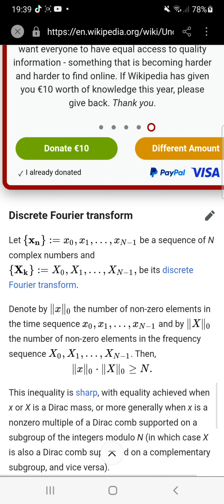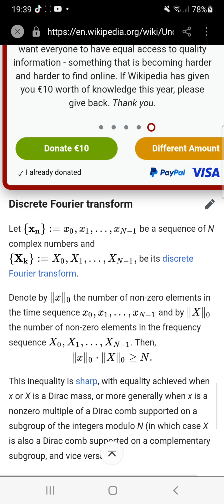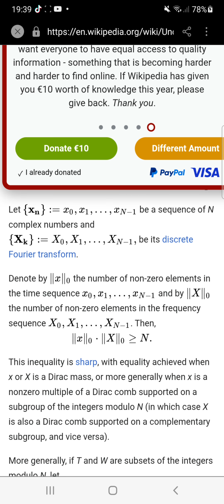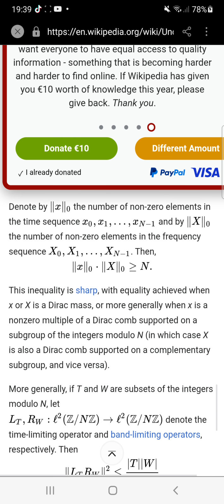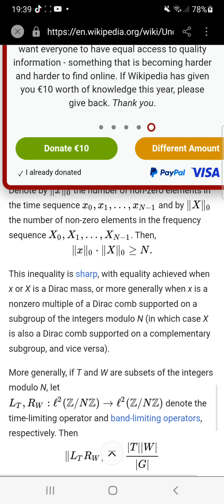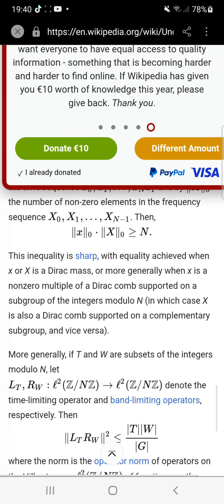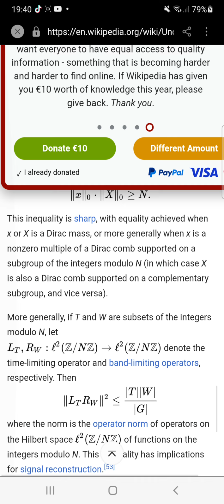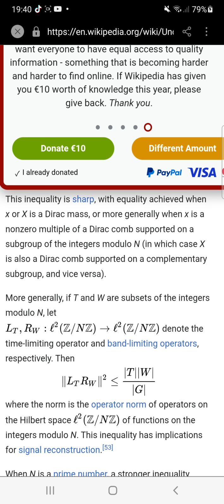Discrete Fourier transform. Let x_n equal x_0, x_1, up to x_{N-1} be a sequence of N complex numbers, and X_k be its discrete Fourier transform. Denote by ‖x‖₀ the number of non-zero elements of the time sequence x_0 through x_{N-1}, and ‖X‖₀ the number of non-zero elements of the frequency sequence X_0 through X_{N-1}. Then ‖x‖₀ times ‖X‖₀ is greater than or equal to N. This inequality is sharp, with equality achieved when x or X is a Dirac mass.